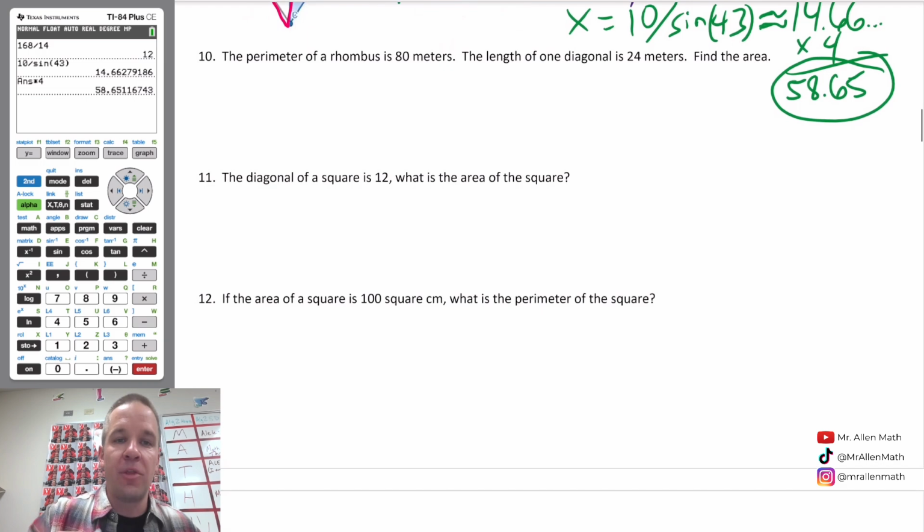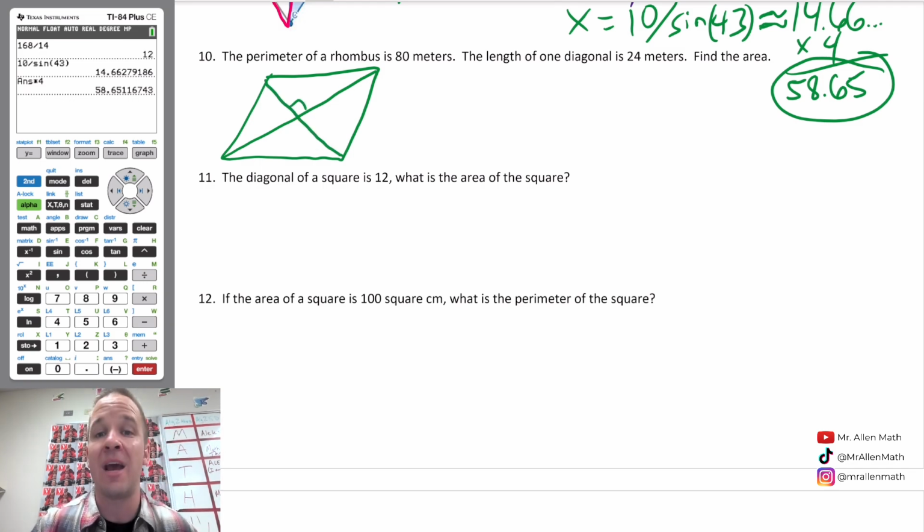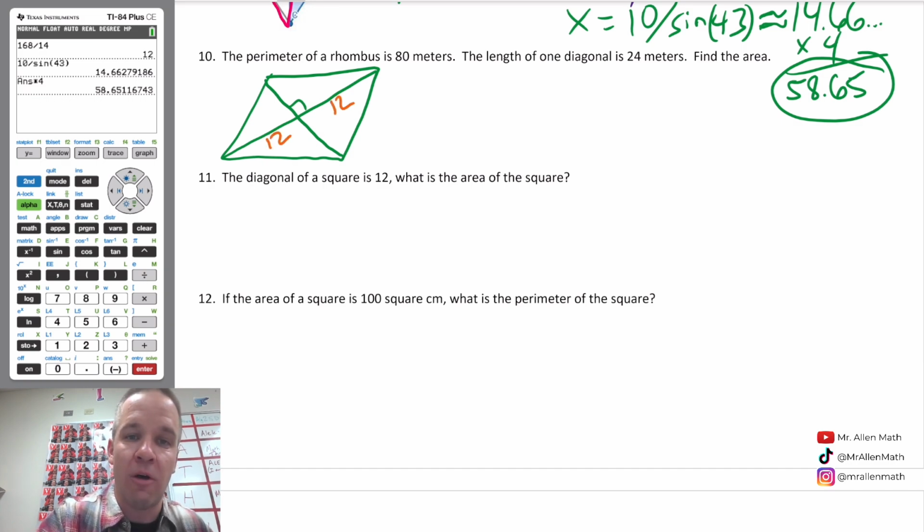Next one here. The perimeter of a rhombus is 80 meters. The length of one diagonal is 24 meters. Find the area. Okay, this is a little challenging here. I'm going to draw myself up a rhombus, right? All sides congruent. Now I got a diagonal there, and I have a diagonal there, and I know that they are perpendicular to each other and bisect. All right, so one of these diagonals is 24 meters. That means that it's going to be 12 and 12 meters right there. And the perimeter is 80 meters.